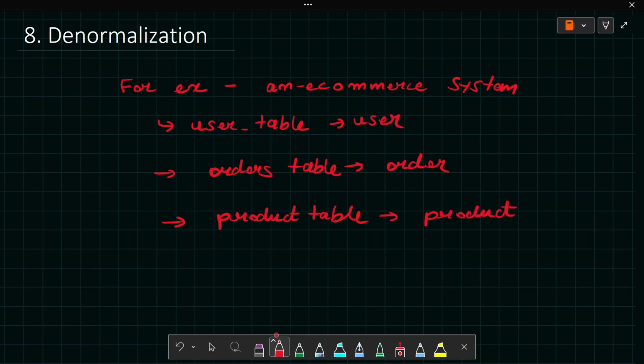right? While this reduces redundancy, like we have discussed about normalization, it also introduces joins.